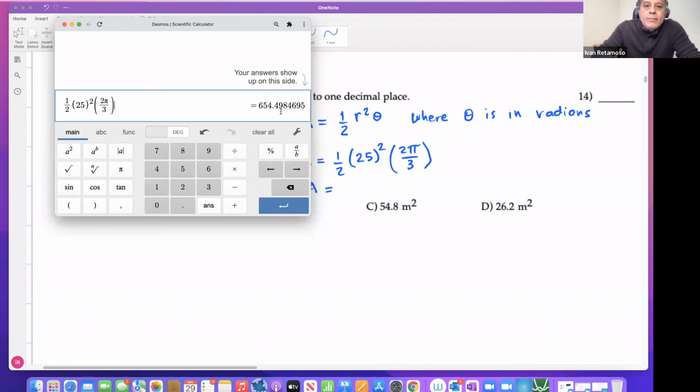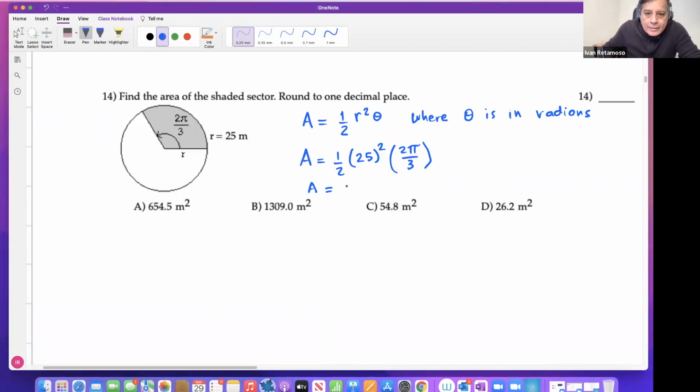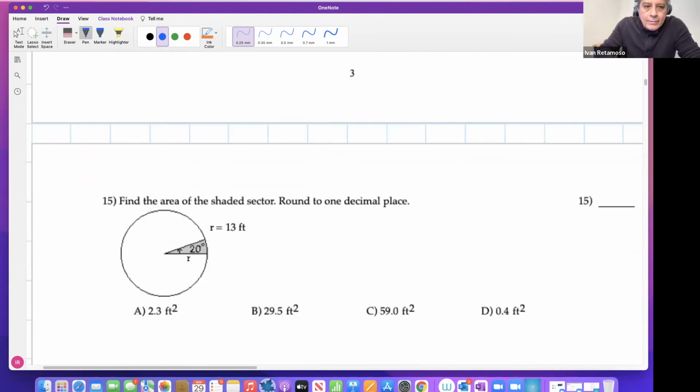I get 654.49, but this 9 becomes a 10, this 4 becomes a 5. So 654.5, which is here. Let's write it down: 654.5. In the end, feel free to attach the units. We are dealing with area now, so the unit should be square. 654.5 square meters. So it's this guy, number 14. Square meters. Great.